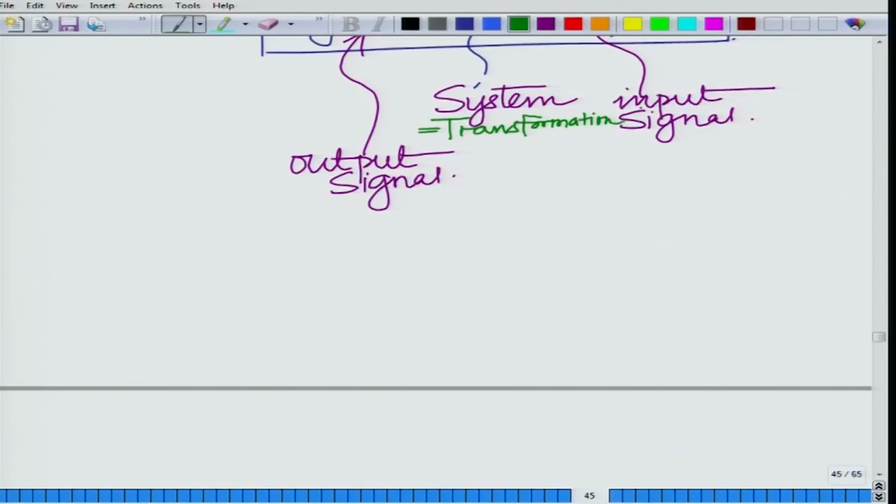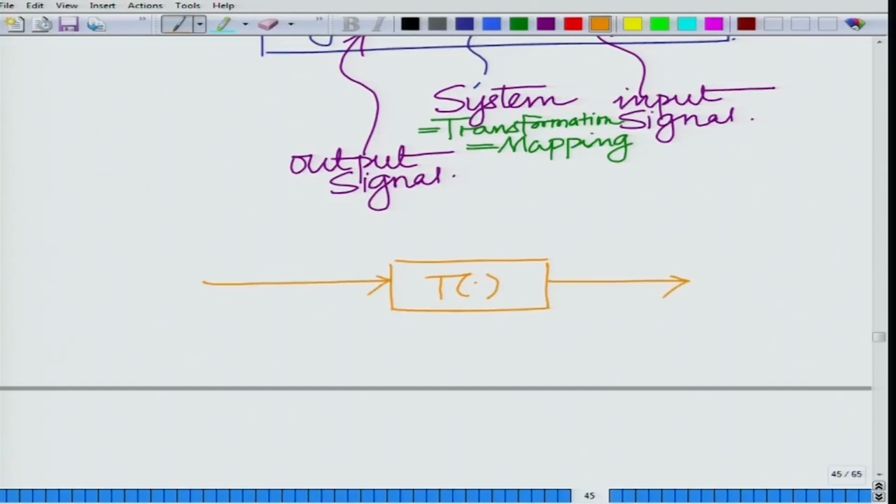For us it is also going to be an input output mapping. So, this is your system, there is an input signal x of t, there is an output signal y of t, and this is our system. This is our definition first, and more precisely this is a continuous time system.